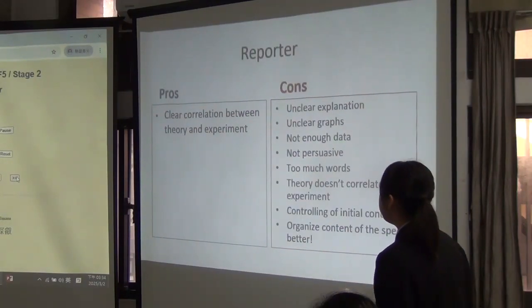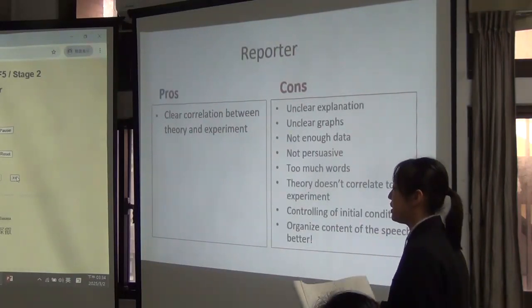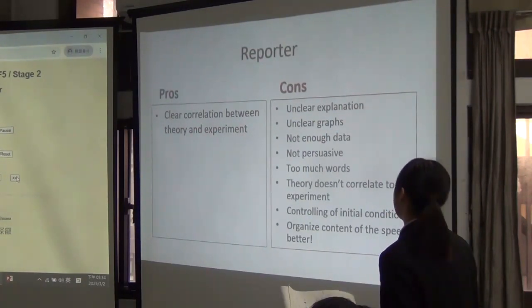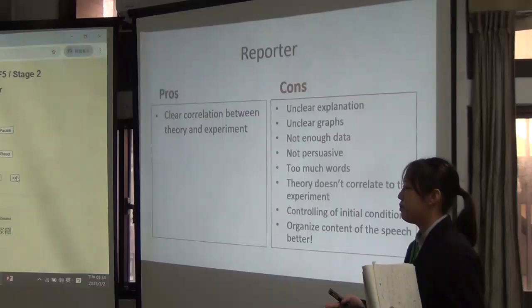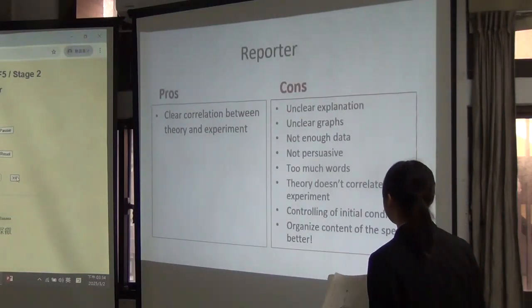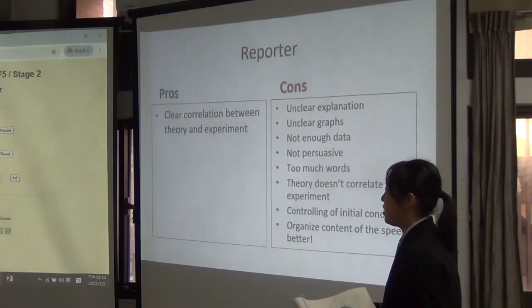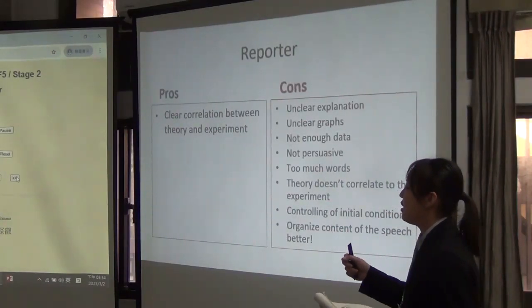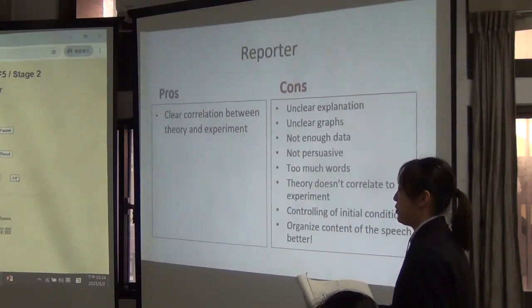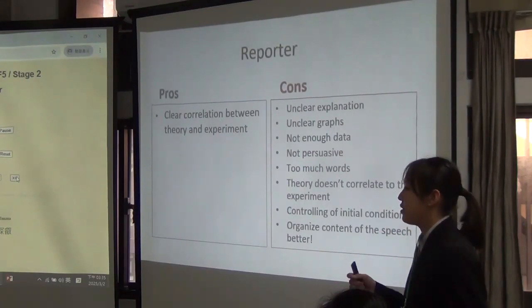She has a pure correlation between theory and experiment, but she has unclear explanation, which makes me confused, and unclear graphs. So I think she will explain to me later. There is not enough data, because the data is on the chart, so the audience below cannot see it very clearly, and it is not persuasive because there's no theory to support the experiment. I think it might be some observation, because the theory might not be full enough to explain those things. And as for controlling of initial conditions, I will ask her about this.